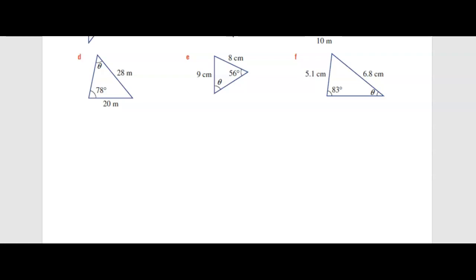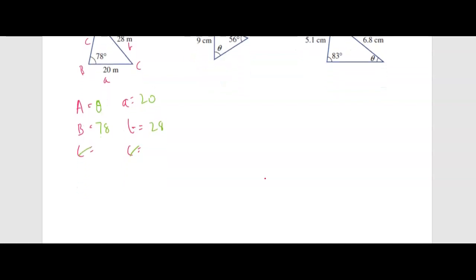Okay, so I'm so used to labeling my unknown as A, B, C, but it doesn't really matter. It's actually pretty good to do this question because this time we're solving for an unknown angle. So again, labeling what you have or knowing what you have. So angle A is theta, little a is 20, angle B is 78, little b is 28, and we don't need the c's.